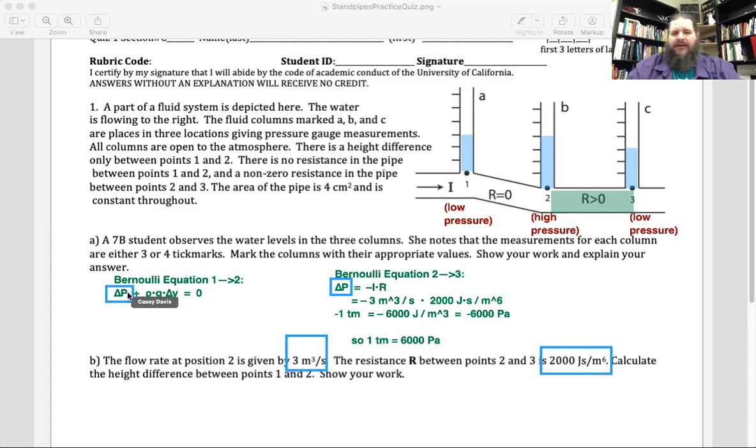We can now fill that in the Bernoulli equation from 1 to 2. We know delta pressure is also one tick mark, so we can write that as 6,000 pascals. And then density and gravity are the usual 1,000 for water and about 10 for Earth's gravity. And delta y is the only unknown left.